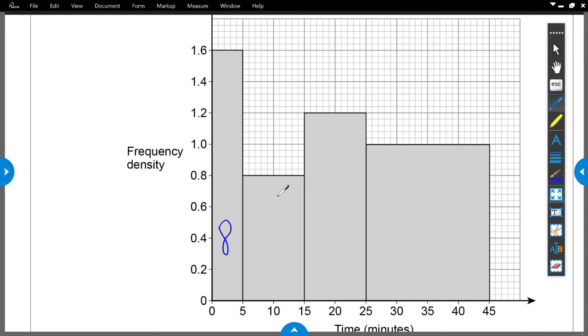This one's actually going to be exactly the same because it's half the height but twice as wide. To verify that with a calculation, 10 times 0.8 also gives you 8. And then 10 times 1.2 is 12. 20 times 1 is 20. So these are our frequencies within each of these classes.